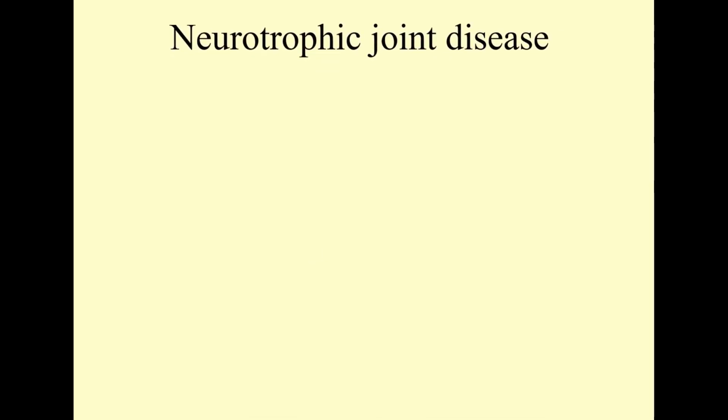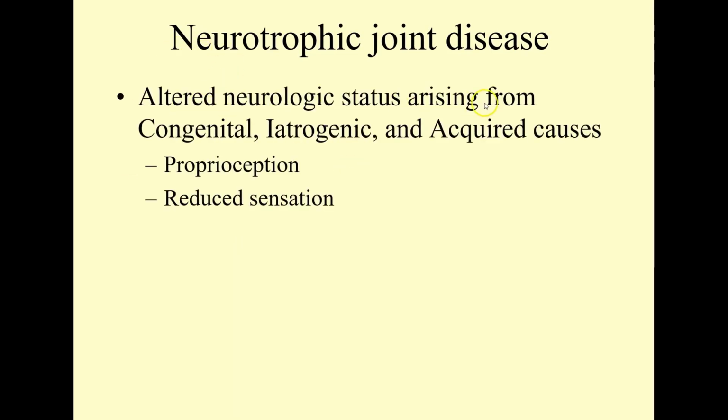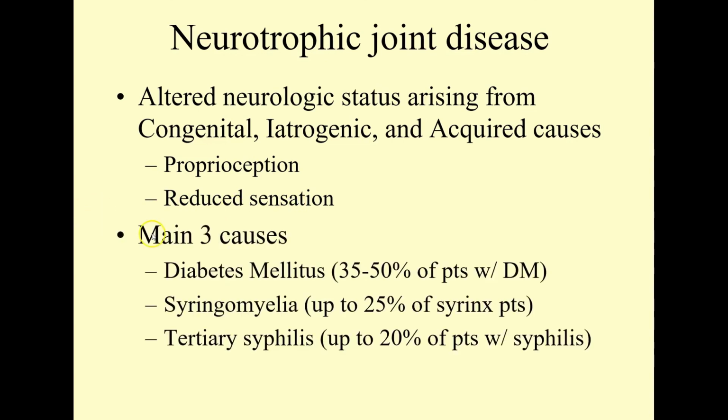Now we're going to take a look at neurotrophic joint disease. And as you parse the name, you recognize that altered neurologic function is going to be the core to this presentation. So altered neurologic status arising from really a wide range of findings: congenital, iatrogenic, and acquired cases. Simply put, altered proprioception, so joint surfaces don't know where they are in relationship to each other. They literally collide. And we also know that reduced sensation will prevent the patient from fully appreciating the pathologic changes taking place. We've got three main causes: diabetes mellitus, syringomyelia, and tertiary syphilis, sometimes called tabes dorsalis.